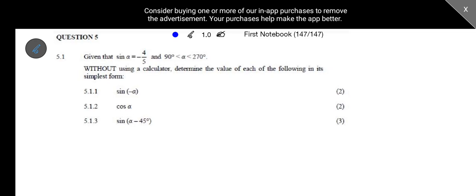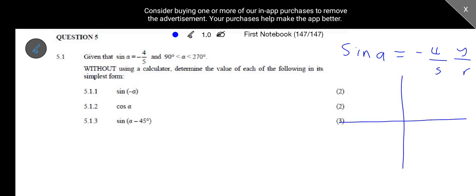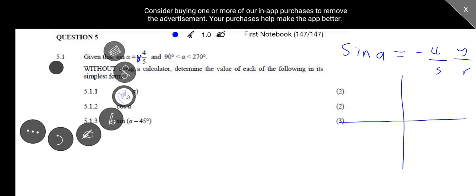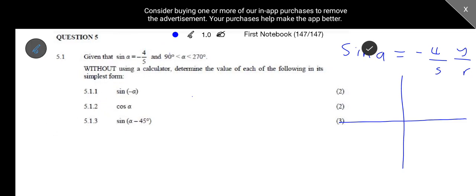Okay, so first of all, we are given sine A. They say that sine A is equal to negative 4 over 5. Remember, sine means y over r. This means it's the opposite over the hypotenuse, right? So to draw your diagram, I use this method. You're going to check. They say sine A is negative. So you're going to check where is sine negative. In which quadrant between the four is sine negative? Well, it's in this quadrant and this quadrant.